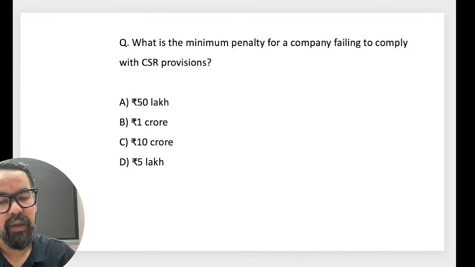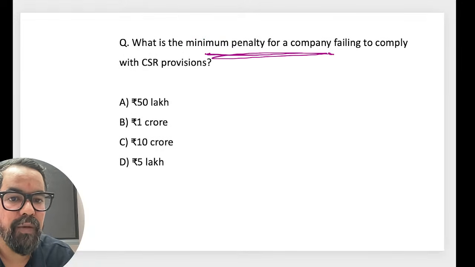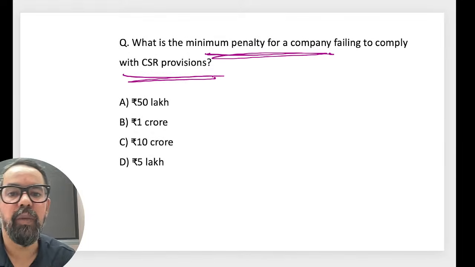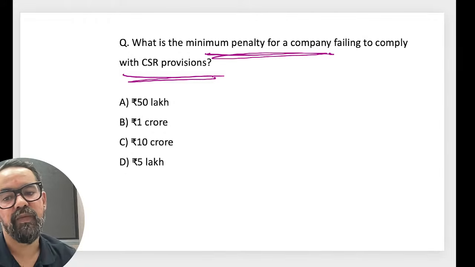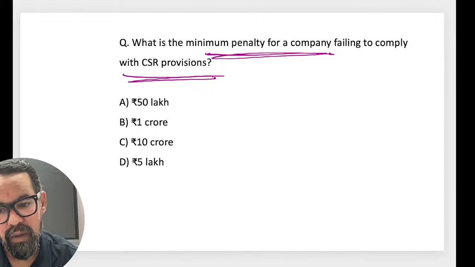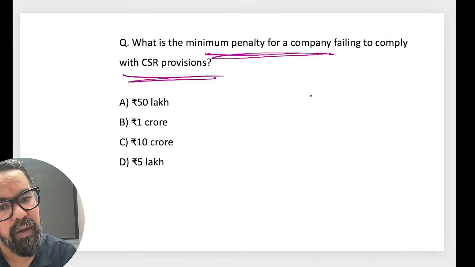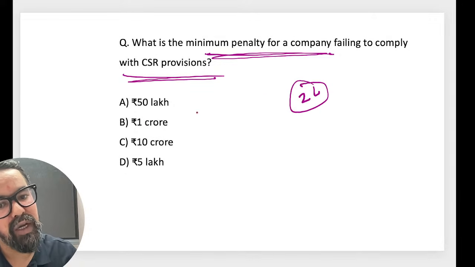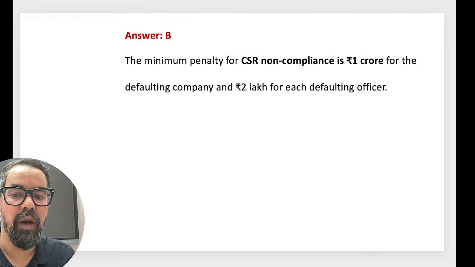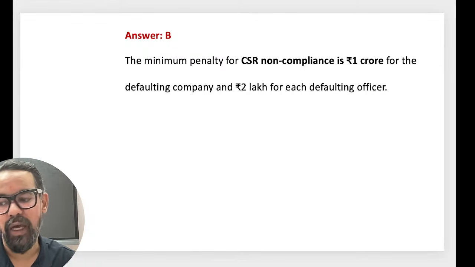Right, chalo, next one is about CSR. What is the minimum penalty for a company failing compliances with CSR provisions? How much is it? For the company, it is not about the officer. For the defaulting officer it is 2 lakh. When it comes to the company, how much is it? 1 crore. Okay. So earlier this CSR was a criminal offense. Violation of CSR rules.